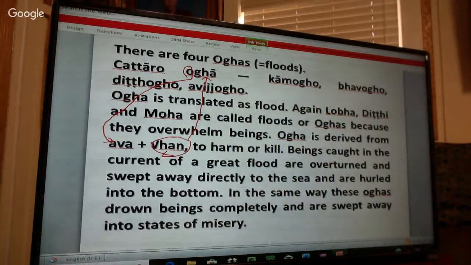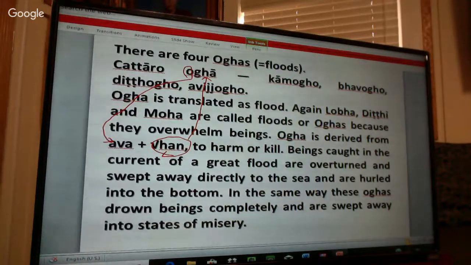Wake up from kamoga. Wake up from bhavoga. Wake up from ditthoga, wrong view. Wake up from avijjoga, wake up from ignorance. Yeah, that's why we call that person Buddha. The meaning of Buddha is many. One of them is wake up.